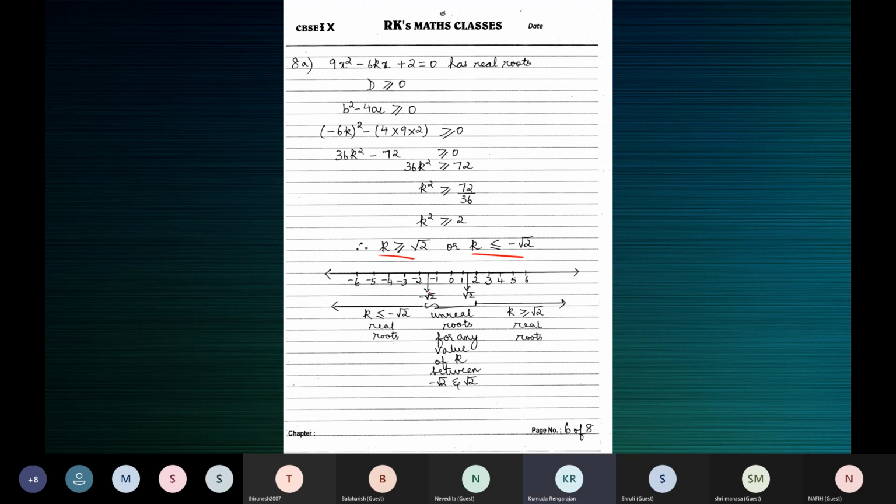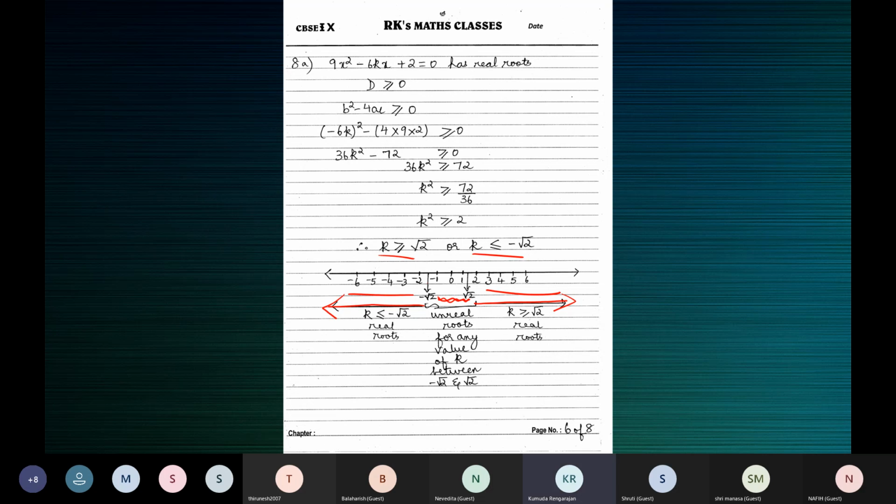I've just approximately shown minus root 2 and plus root 2 on the number line. Greater than root 2, meaning all these values are greater than root 2. Less than minus root 2, meaning all these values are less than minus root 2. So for all these values, the given quadratic equation will have real roots. For the values between minus root 2 and root 2, the quadratic equation will have unreal roots.